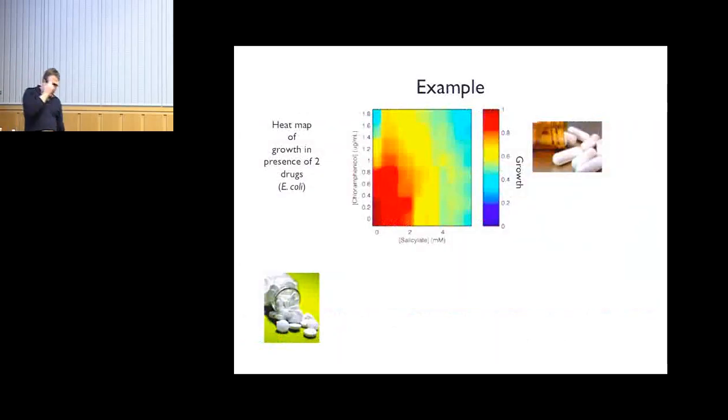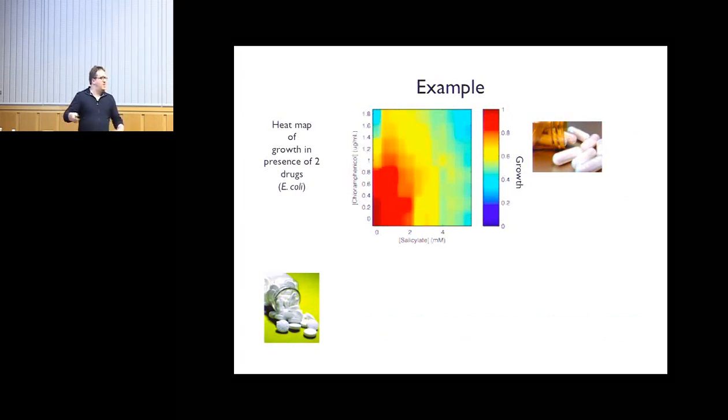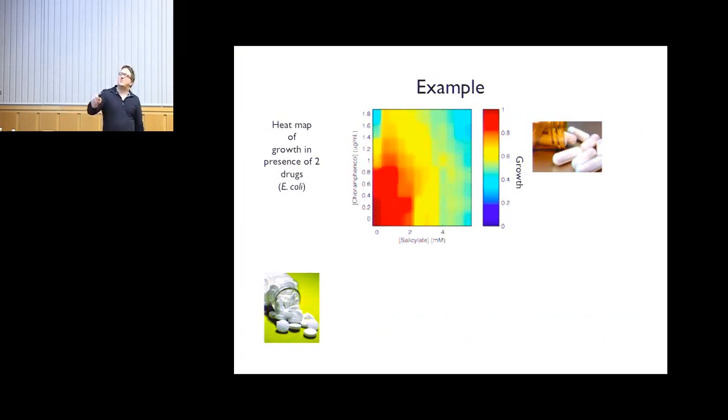So this is an example. If you've seen me give a talk before, I almost always include this in my talks. This is the very first experiment I ever did. So this is a two-dimensional heat map of growth as a function of two drugs. On the y-axis is salicylate, which is actually something like aspirin. Turns out it kills bacteria. So to a physicist coming in, I was like, hey, this is the same thing as an antibiotic. Obviously it's not, but again, this is my first experiment.